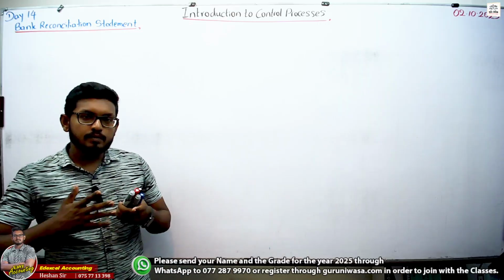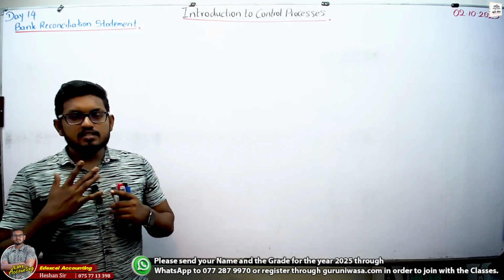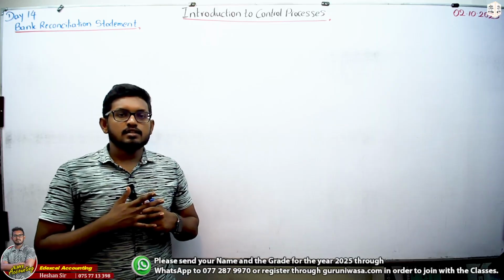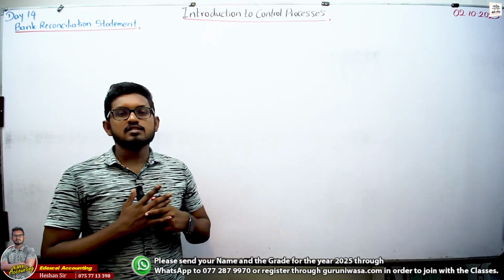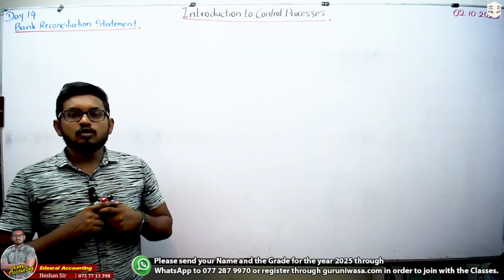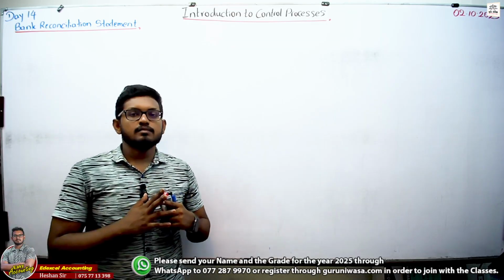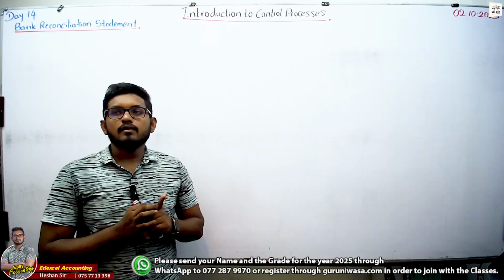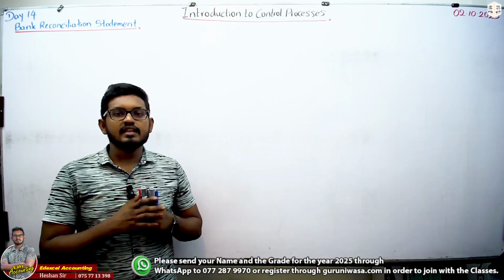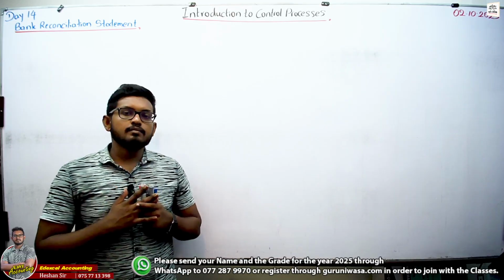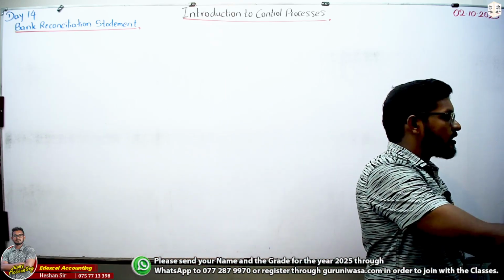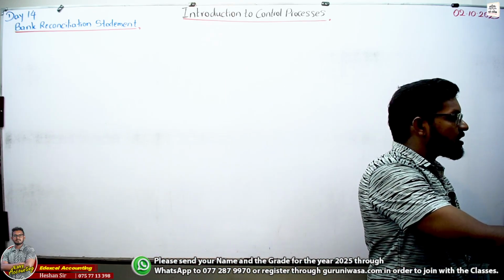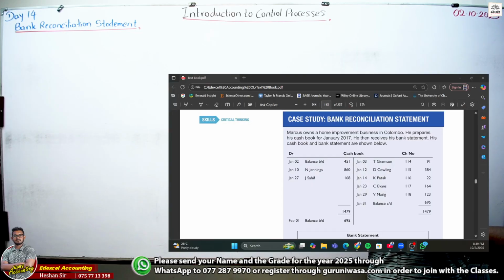Last week I discussed the bank reconciliation statement. I told you we can prepare it by including all the reasons for the differences between the cash book bank column and the bank statement in one place, or we can use two ways: first prepare the adjusted bank account, and then prepare the bank reconciliation statement. We discussed both. Today I'm going to discuss this one.